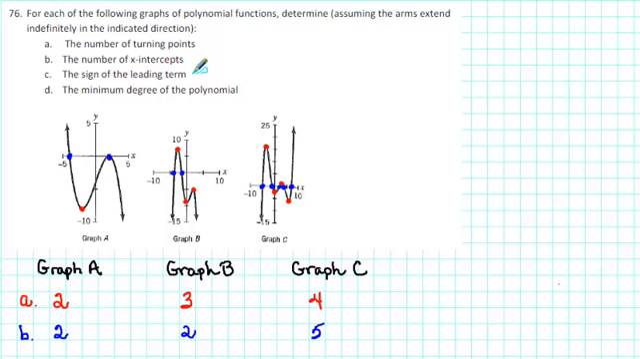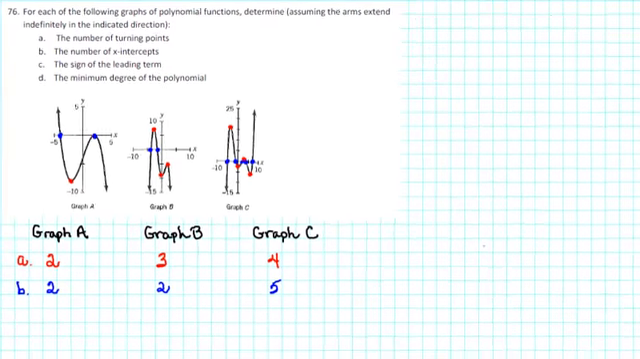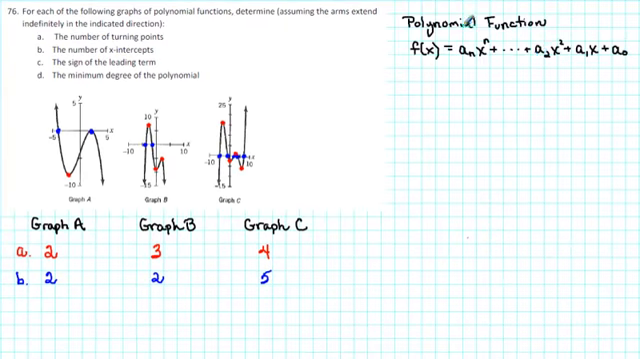For part C, we're asked to determine the sign of the leading term. To answer this question, we need to recall the form of a polynomial function. A polynomial of degree n has the form f of x is equal to a sub n x to the n plus dot dot dot plus a sub 2 x squared plus a sub 1 x plus a sub 0.